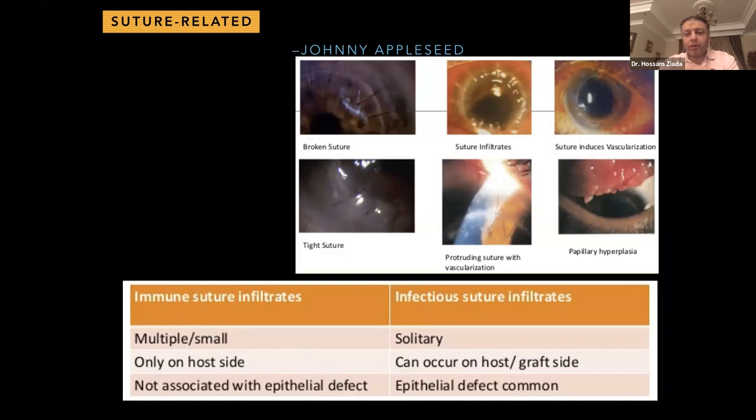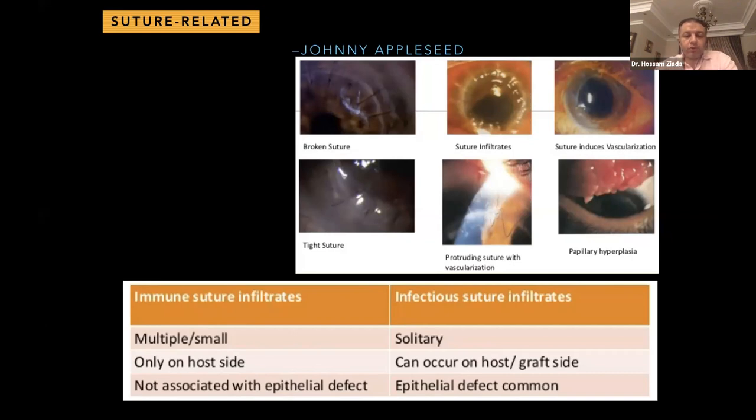These are different figures for different situations related to the stitches: either a tight stitch, or a rotating stitch with an infection around, or a rotating stitch in contact with the back of the eyelid leading to giant papillae. In all these situations, you will manage the stitches according to the situation itself. And we have to differentiate between the immune suture infiltrates and the infectious suture infiltrates. As shown in the figures, the immune suture infiltrates are multiple and small, while the infectious one is solitary. The immune suture infiltrates will be only on the host side, while the infectious can occur on the host and the graft sites, both sides.